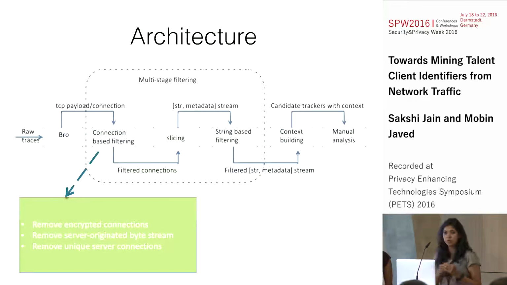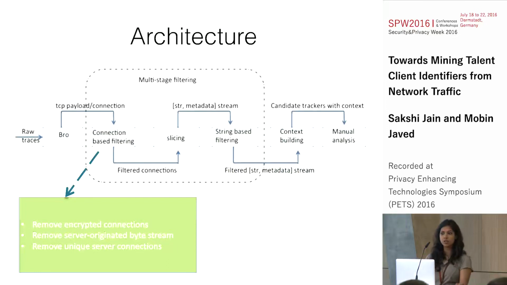The second is we remove any server-side byte stream coming from the server. The idea is that if a string has to be used as a tracker, it needs to be sent by both the client and the server. And since the server data is orders of magnitude bigger than the client-side data, we chose to just keep the client-side data. The third one, finally, is servers specific to certain users in the network.